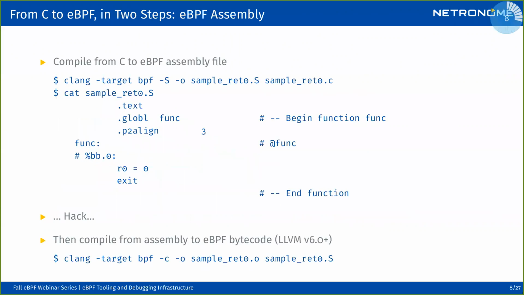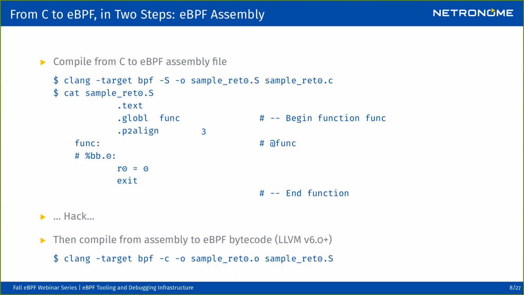Another way to compile your program would be to do that in 2 steps. So first step would be to compile from C to assembly. That's what I'm doing with that first command line. I'm compiling with -S from Clang, so that's to assembly, and my output file is sample_read0.s. I can dump that just after compiling, and I see that in the description of my function here, I have r0 = 0 and exit, which are the two instructions that I had when it was compiled.